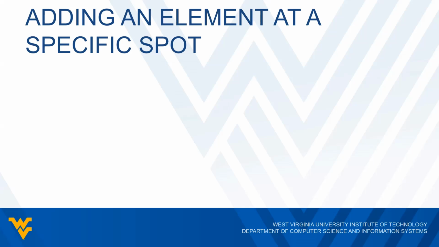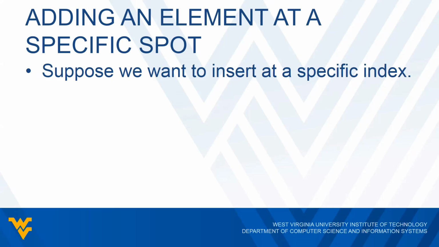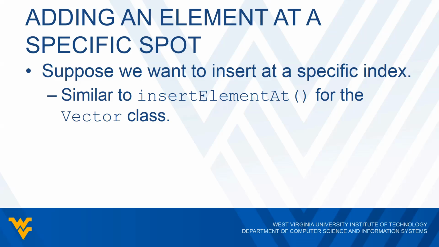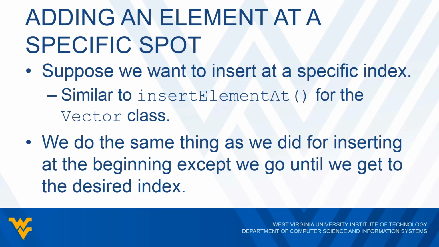Now, what about adding an element at a specific spot? So we're saying that we want to insert at a specific index in our array. This is actually pretty similar to the insert element at method for the vector class, where we can choose exactly where we want to insert an element in our structure here. Well, we can actually use the same approach that we did for inserting an element at the beginning of the array. The only difference now is instead of shoving all the elements until we get to the beginning of the array, we're going to shove elements until we get to the exact spot where we want to add that item.